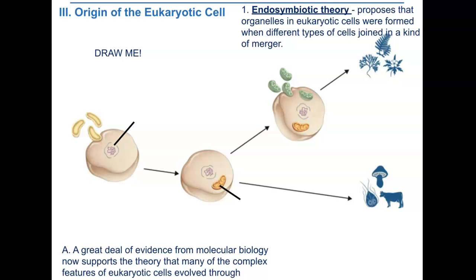The idea was endosymbiosis, which literally means living together within. A great deal of evidence from molecular biology now supports the theory that many of the complex features of eukaryote cells evolved through endosymbiosis. The fact that some cells today contain bacteria and algae living as endosymbionts further supports this theory.